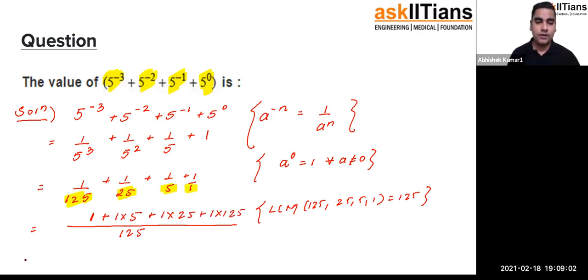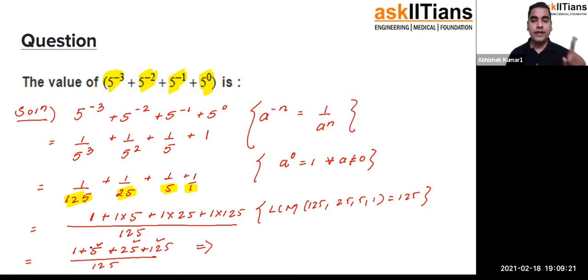Okay. So what do you have here? Here you will have 1 plus 5 plus 25 plus 125 over 125. That's what you will get. So you will be getting 125 plus 25, which is 150, plus 5, which is 155, plus 1, that is 156. So you have 156 over 125. That is going to be the answer of this.